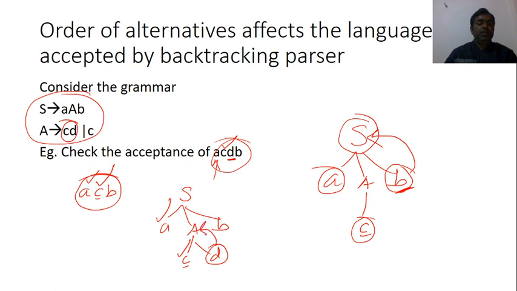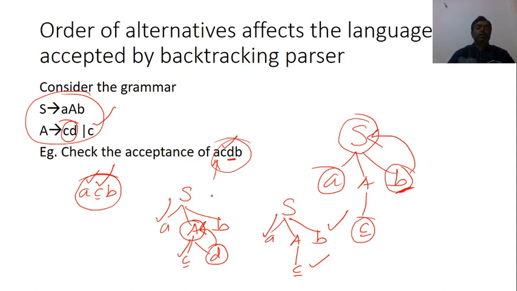It will just go to the parent node and find out whether there is any other alternative of A. Yes, there is another alternative of A, that is C. So it will apply the other alternative, S derives AB, and then A derives C. Now the string is accepted. This A is correct, C is correct, and B is correct. Now you can see in the recursive descent parser we have to check each and every alternative that is present in the grammar.